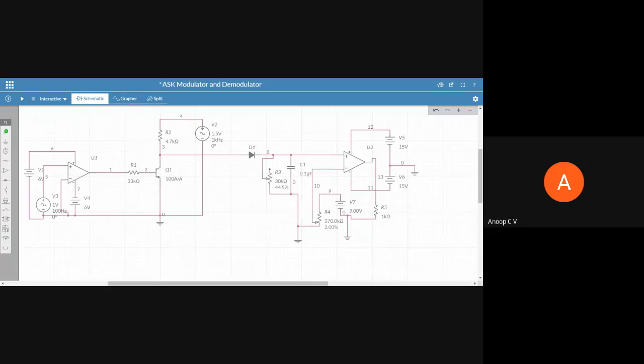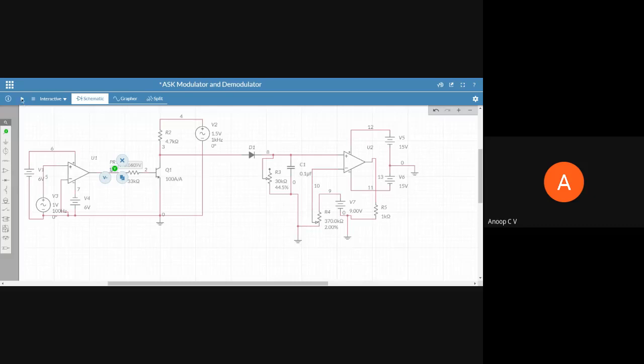So maybe first we'll try and observe the square wave which we are going to use as a message. For that, I have to use a voltage probe and I have to place it here. So this is our message. This is actually not a part of our circuit. Because of the limitation of Multisim Live, we have used this. So first we'll observe what is the message signal.